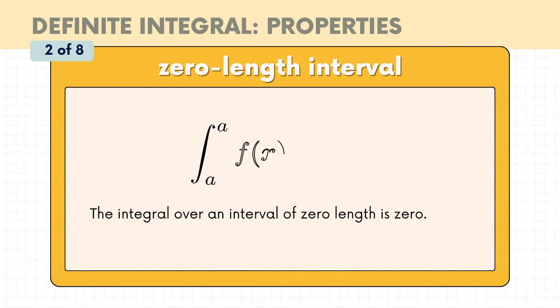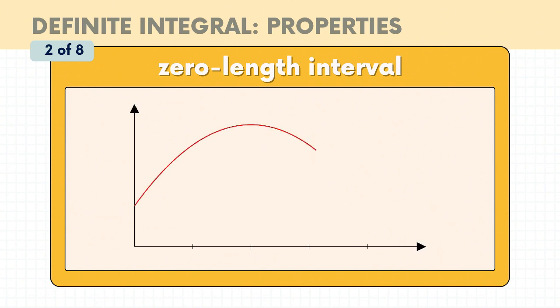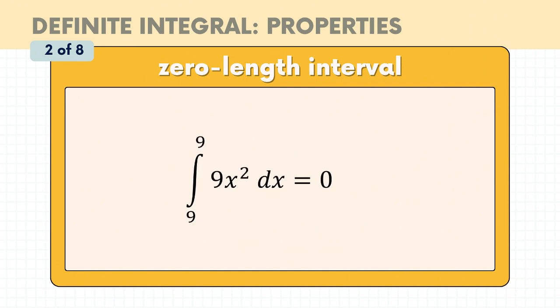The integral over an interval of zero length is 0. Basically, if our upper limit is equal to our lower limit, our function has no length. So, its definite integral will always be 0. For example, if we evaluate the definite integral of 9x squared from 9 to 9, we'll get 0.